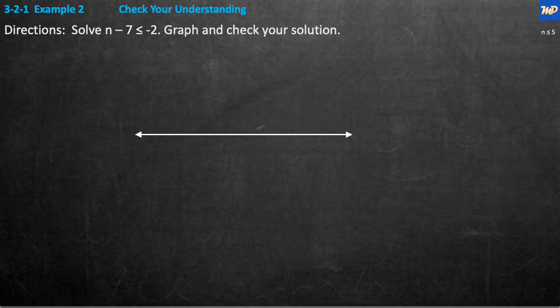So let's start off by writing our problem. Our problem is n minus 7 is less than or equal to negative 2. Okay, so we have that. So now we're going to do what? Get the n by itself. Here's the n. We have to get it by itself. To do that, we have a negative 7, so we're going to undo the subtraction using addition. And the addition we're going to use is the addition property of inequality.